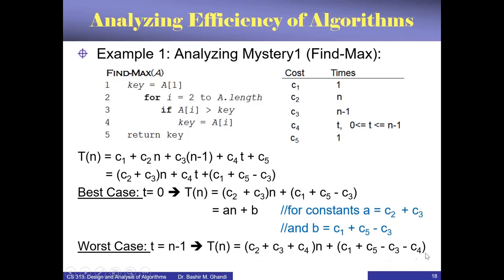So again, you will have another linear equation, where in this case a is the summation of these 3 constants and b is the summation of these 4 constants. Okay, so either way you are getting a linear representation.